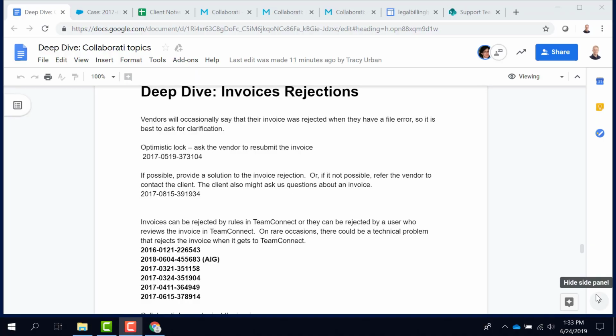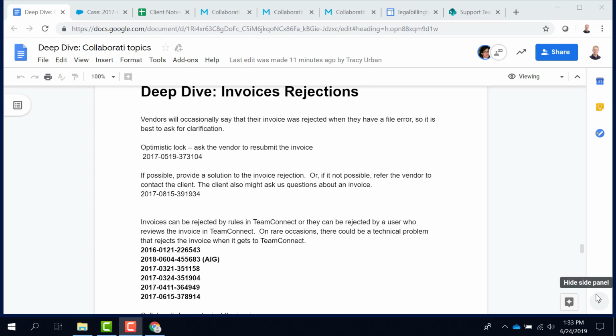Welcome to our troubleshooting session on invoice rejections. We'll go ahead and get started with just a few tips, and then we'll review some cases as well. Regarding invoice rejections, customers will occasionally say, "My invoice was rejected," but really they meant they had a file error.